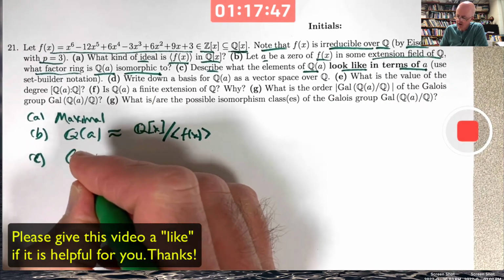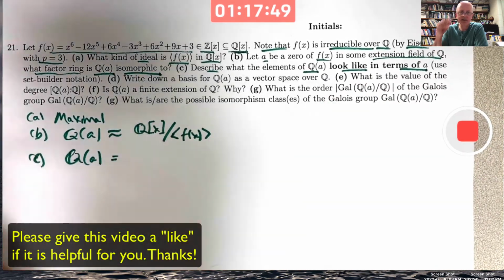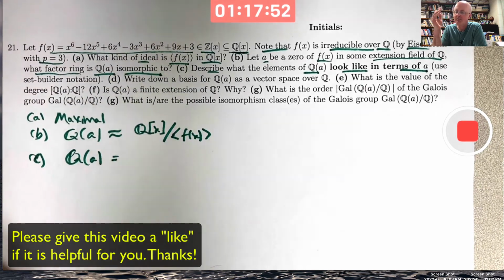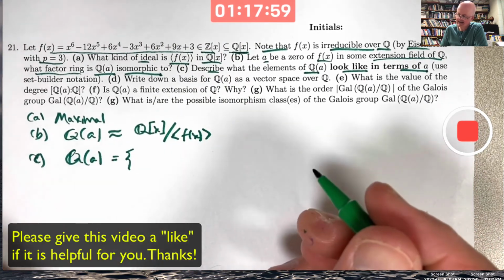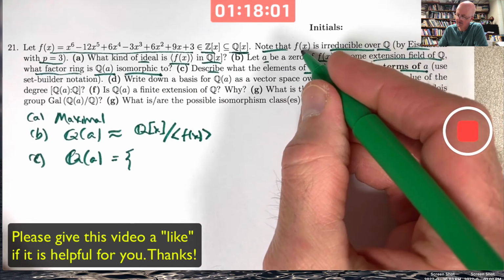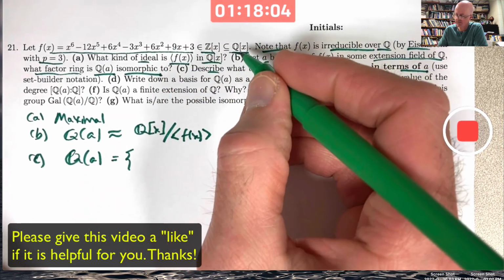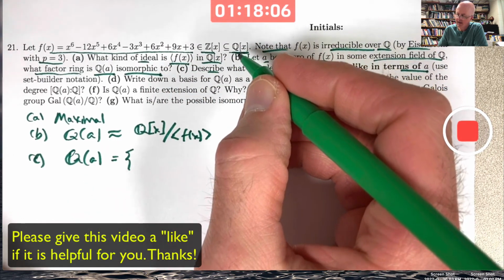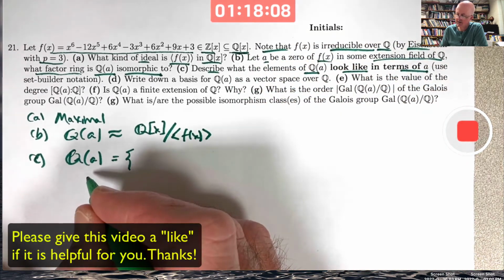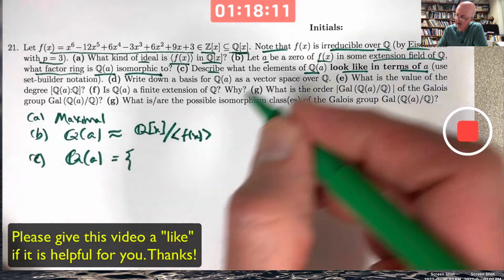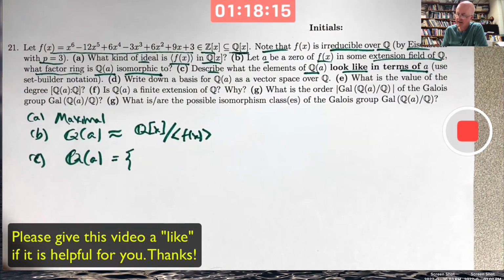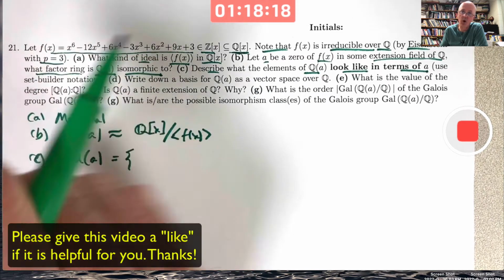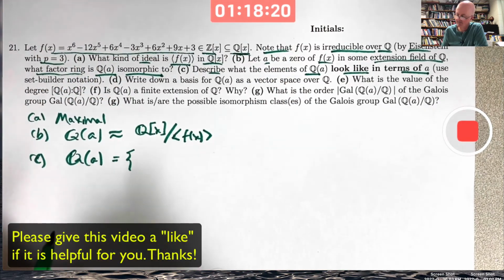Factual information to know. This is a very useful fact. This is one of the most useful facts in this subject. As a set, since A is a 0 of f of x, which is irreducible over Q, that means every element here turns out to be a linear combination of powers of A, starting with the 0th power and going through a power equal to the degree of f of x minus 1, the 5th power in this case.